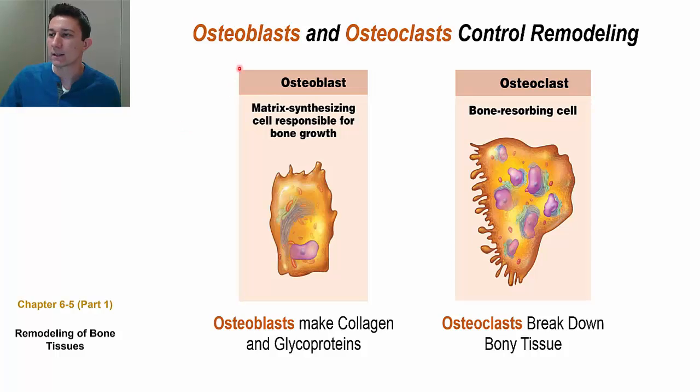So we've already seen the 2 cell types that control remodeling. In a previous segment, we had discussed the osteoblasts, which are cells that are forming bone tissue by laying down the extracellular matrix, the organic components of the extracellular matrix of bone tissue. So they're making collagen and glycoproteins.